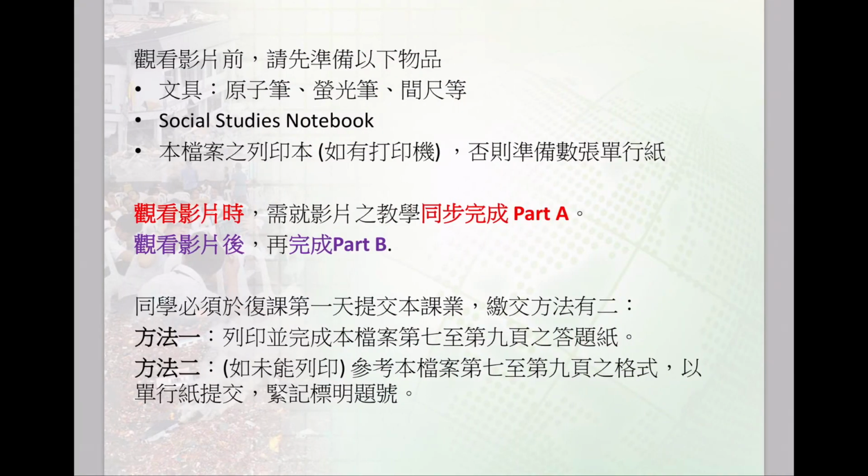Before our lesson begins, please get yourself ready first. Let's check if you have the following: stationery including a pen and highlighter, your Social Studies notebook, and a printout of Module 5 Worksheet 2.